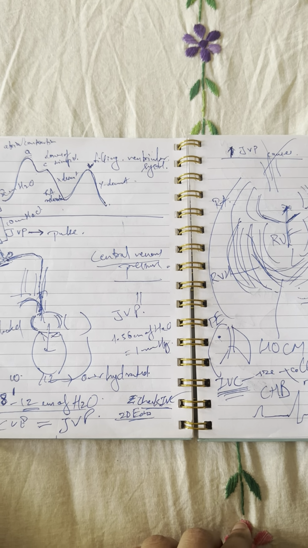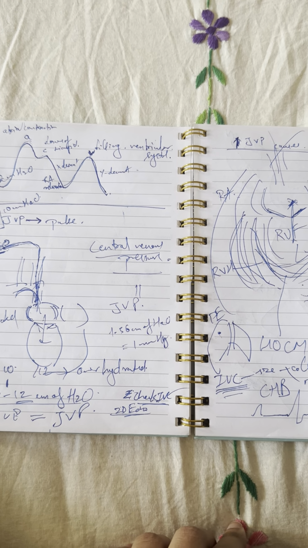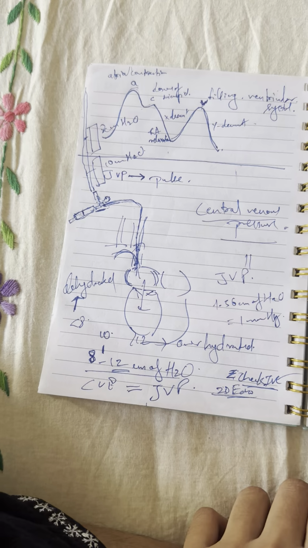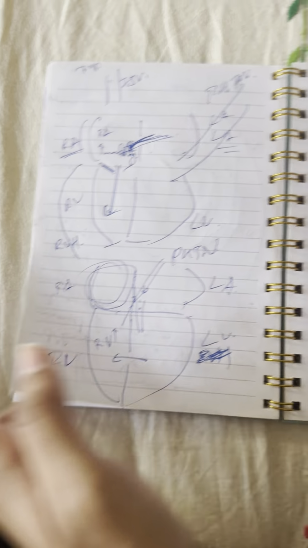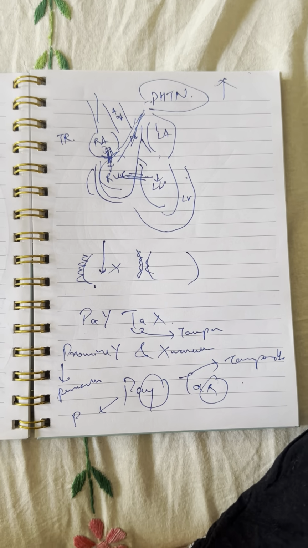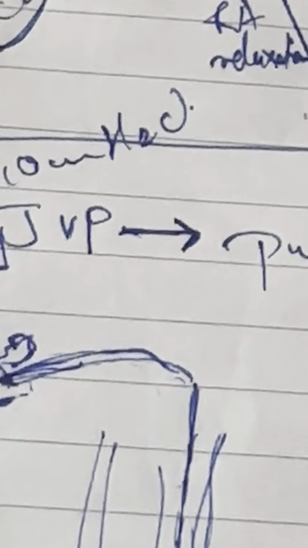Let's see if we can revise what is JVP, CVP, their clinical significance, their causes, pathophysiology of conditions affecting them, and basically a little bit of mnemonics. JVP is not jugular venous pressure, it is jugular venous pulse.